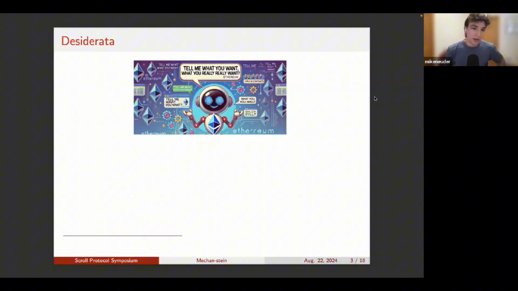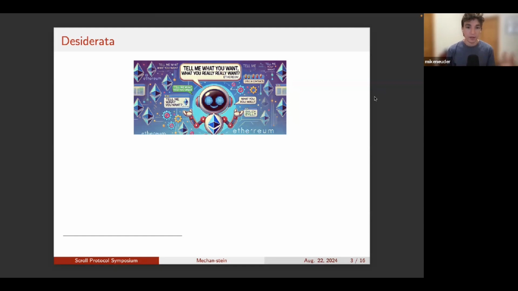Cool. So, as a quick high-level picture of what we're going to do: first, we'll go through some of the design space and what we're actually looking for from a block construction mechanism or a set of block construction mechanisms. Then we'll compare a few of them and see how we could potentially stitch them together, which is what Mechan-stein is. It's a combination of a bunch of different ideas.